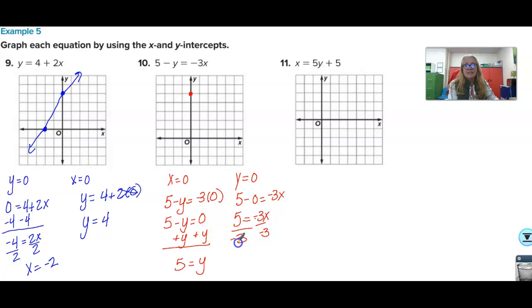Now here it gets a little weird, okay? Because now we're going to have to graph a fraction. The x-intercept is negative 5/3. Well, let's think of this in mixed number format. That will make it easier for us to graph. This is actually negative 1 2/3. So it's negative 1 and 2/3 of the way to negative 2. So we're estimating the location of that one.